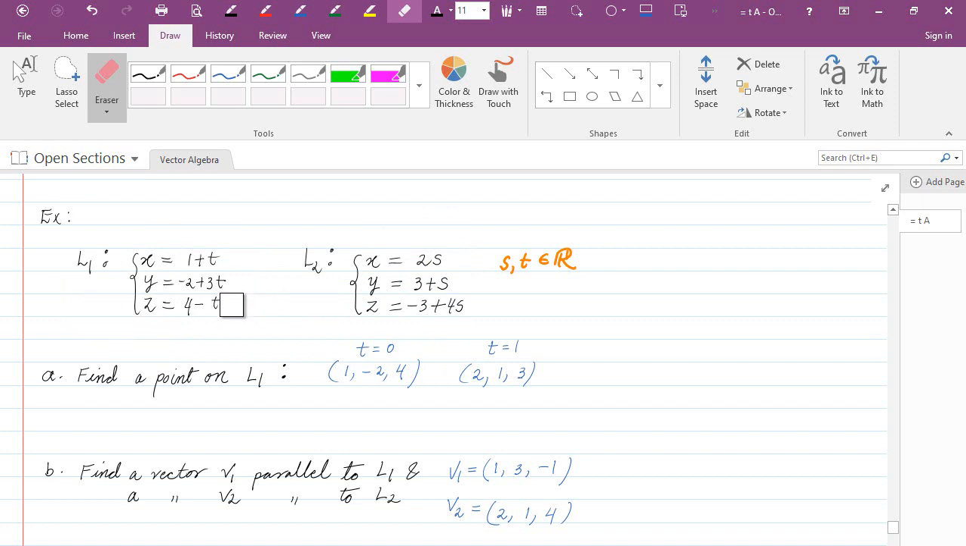Now notice that I have used the parameter t for L1, and I have used the parameter s for L2. The question is, why did I use different parameters for the two lines? That is, why did I not use t instead of s in the equations for L2? The answer is, if we use the same t here, we may not get the correct answer. Here's why.